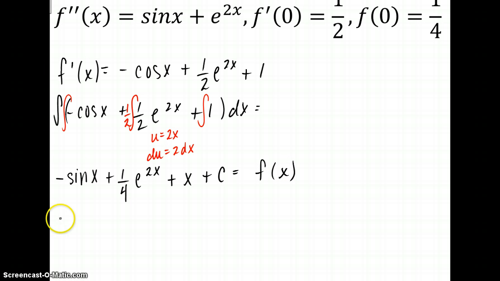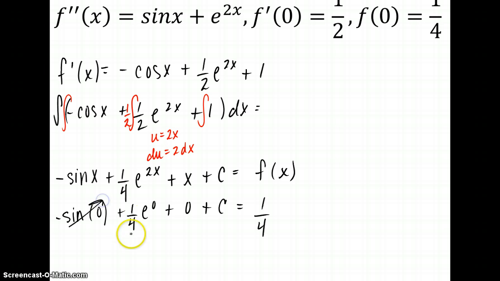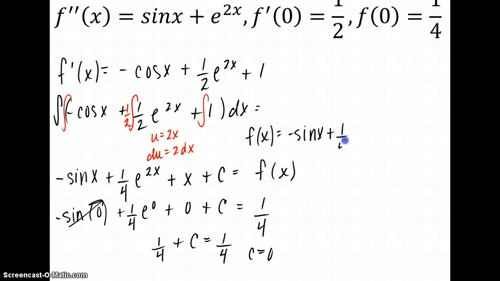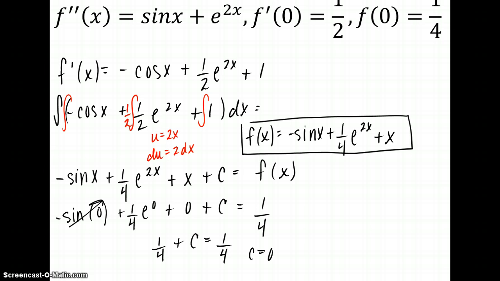Now let's plug in our condition. When x is 0, f of x is equal to 1/4. Sine of 0 is 0, e to the 0 is 1, so we get c to equal 0. So our general solution and our particular solution are almost identical.